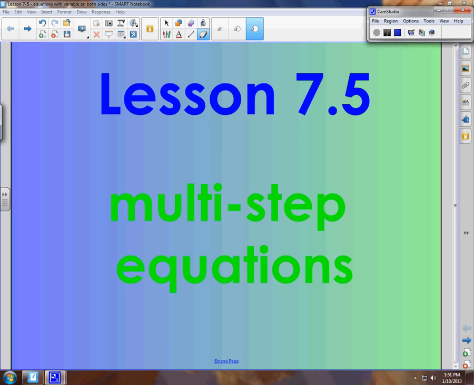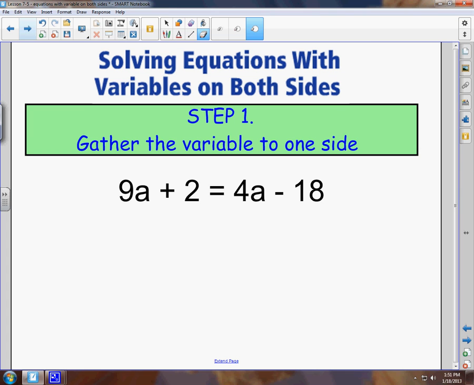This is lesson 7.5 for pre-algebra. It's titled Multi-Step Equations. Now, with multi-step equations, it's going to be very similar to what we've been doing. However, you're going to see that there are variables on both sides of the equation. So if you look at this equation, see there's a 9a here and a 4a here.